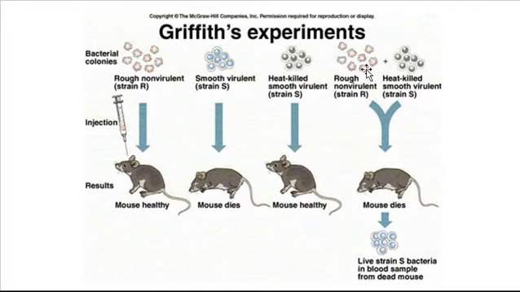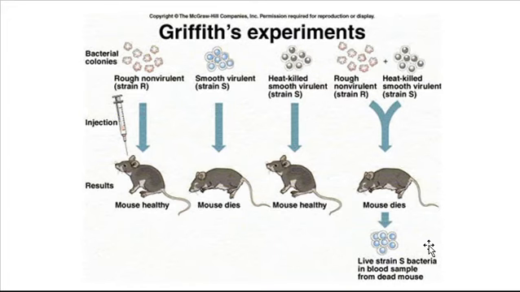So even though these 2 things independently weren't able to kill the mouse, when they're mixed together, all of a sudden they affect the mouse. And even more surprisingly, if you take that dead mouse and you take a sample of its blood and look in it, you can actually find some living S strain bacteria in its blood.